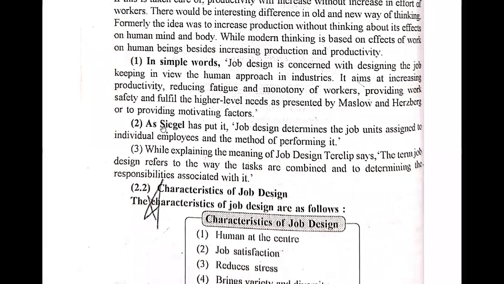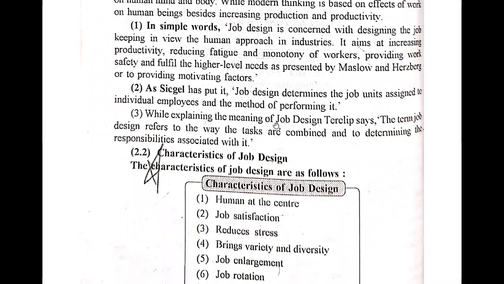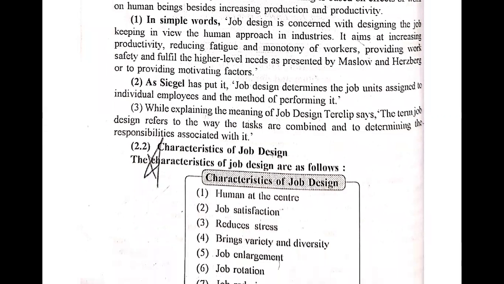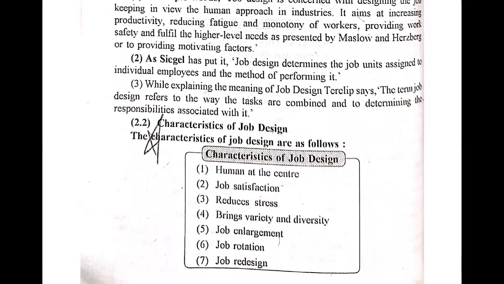Now we will see other definitions. As Segal has put it, job design determines the job units assigned to individual employees and the method of performing it. Third, while explaining the meaning of job design, Terry says the term job design refers to the way the tasks are combined and to determine the responsibilities associated with it. So here we are given three different definitions, and all the definitions give us the same meaning, that it is a kind of design of the job on which the employees can do the work properly without getting tired and bored. Now, guys, here we are given the characteristics of job design.